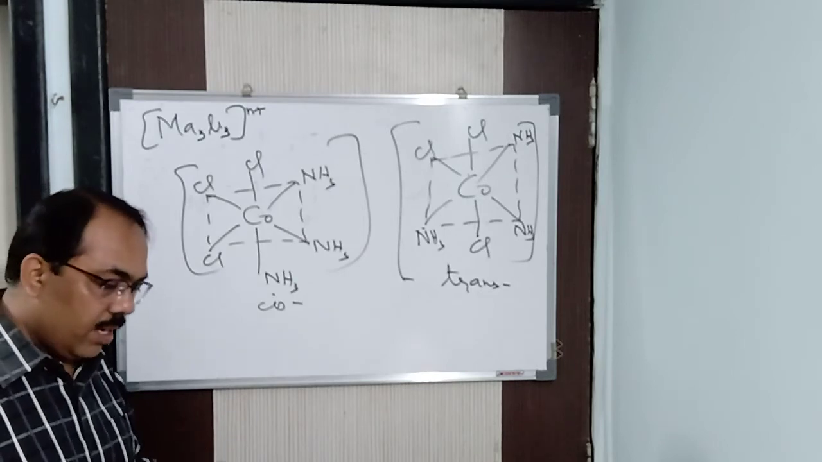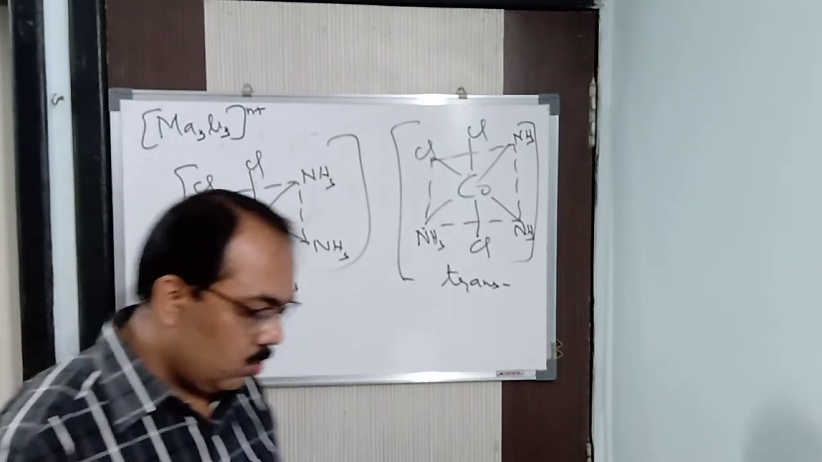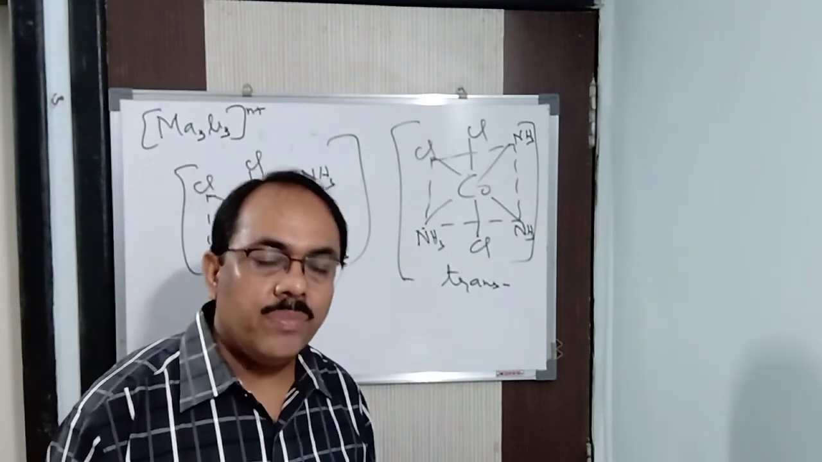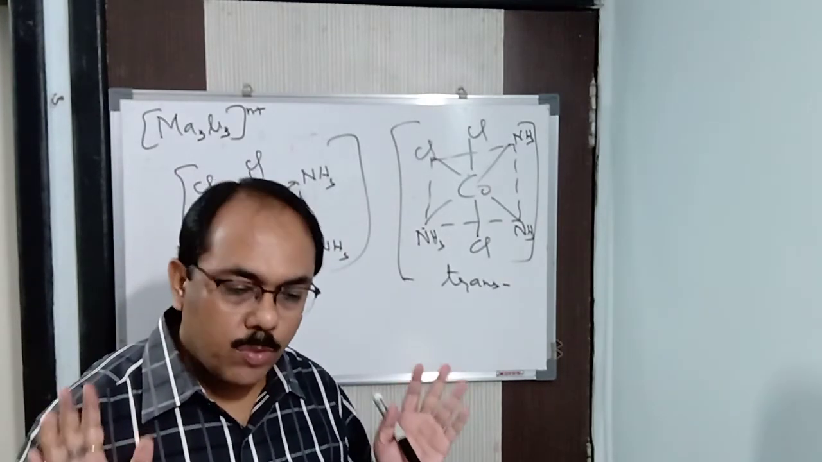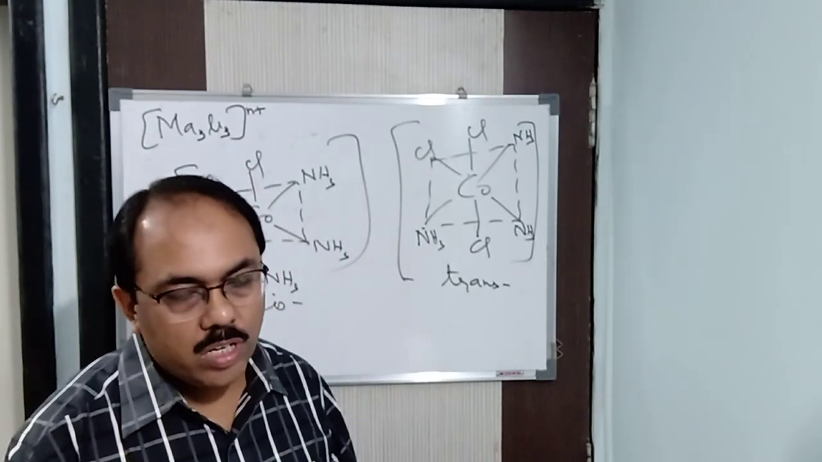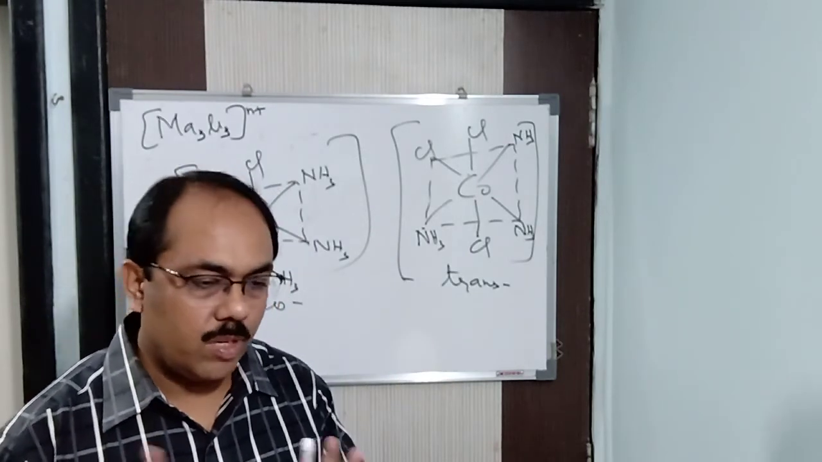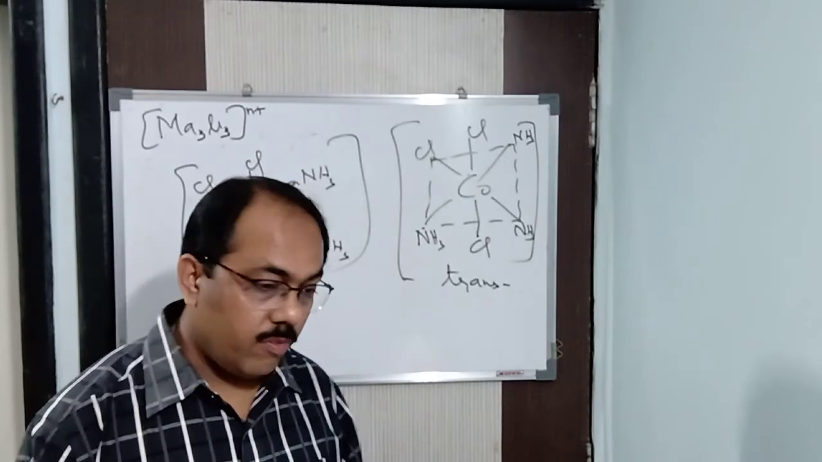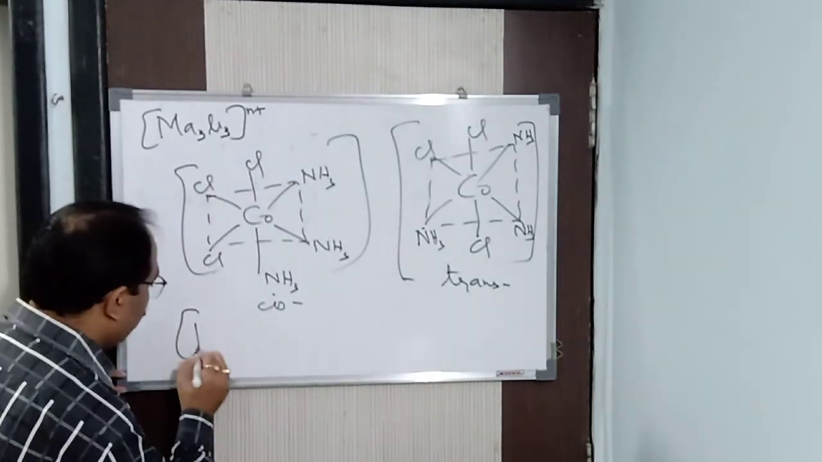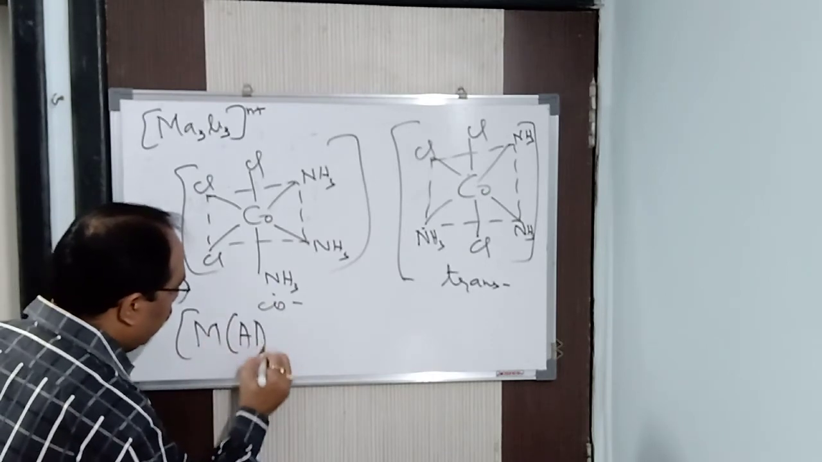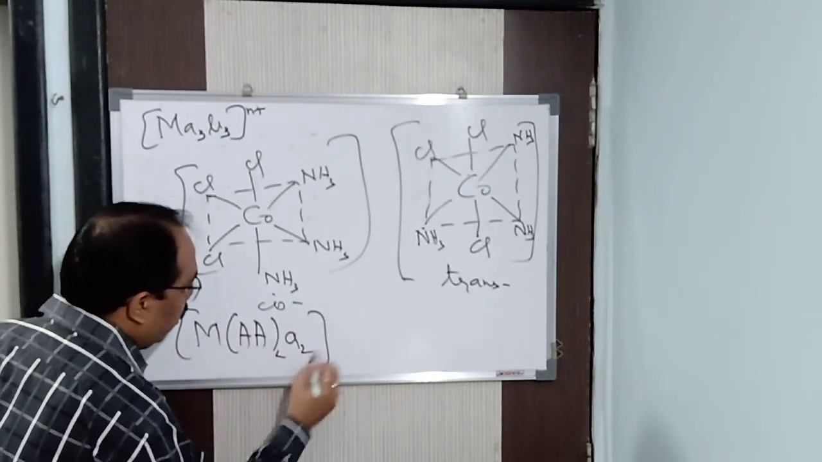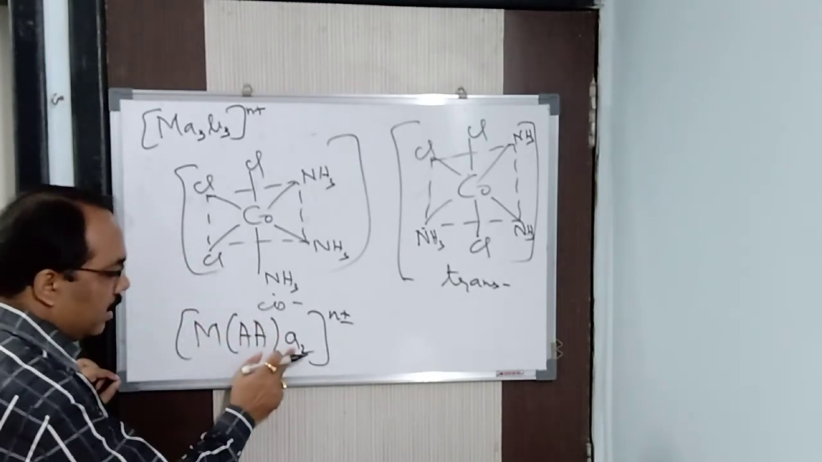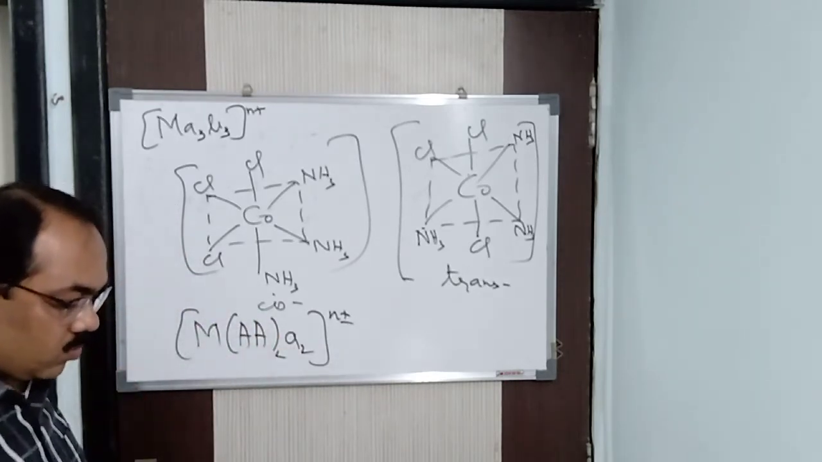Alright, a different name. And another one is MAA2, we can say that. We can have other isomers, then we can draw it and see it down. So these are the different types of geometrical isomers in case of 4 coordination and 6 coordination. One more I have left with you, that is MAA2A2, where AA is a bidentate ligand, and A is a monodentate ligand.